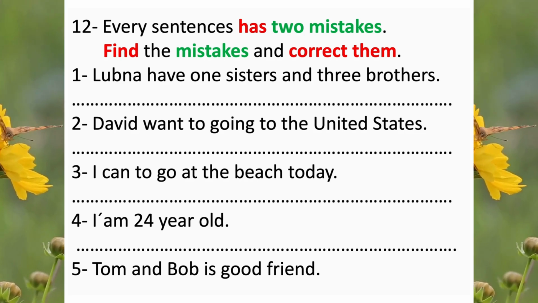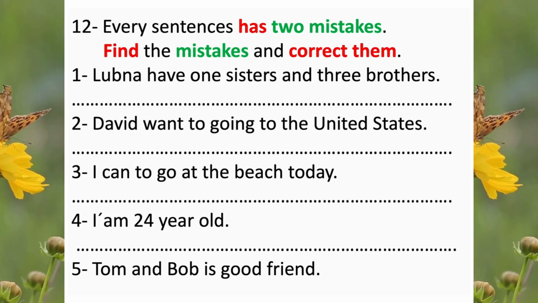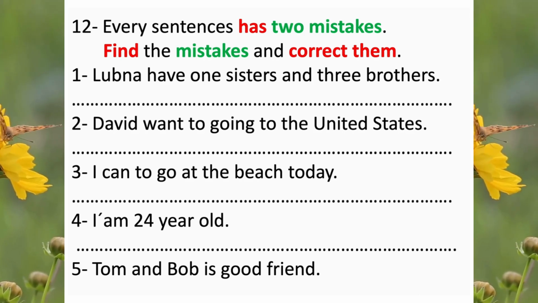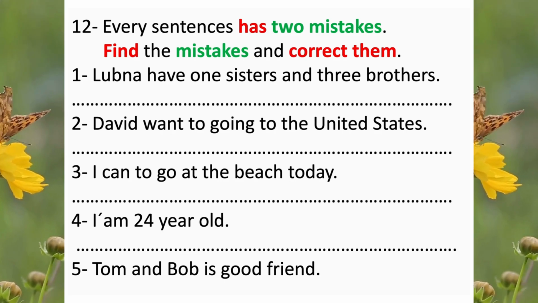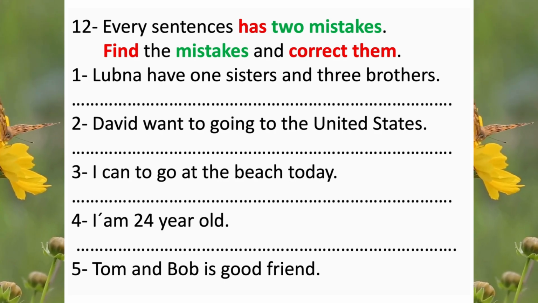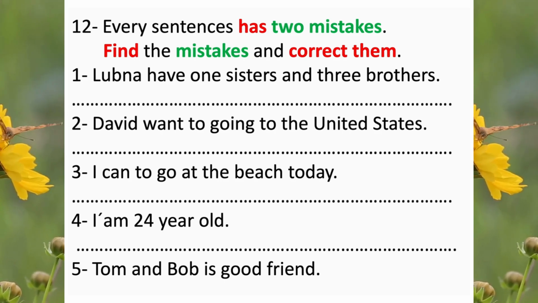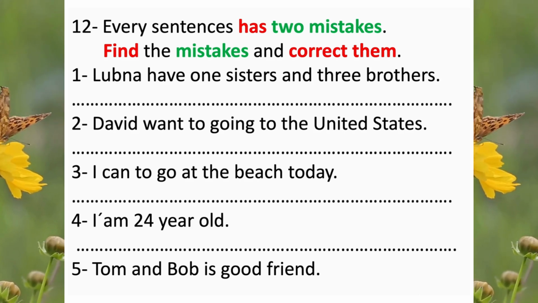Sentence number 1. Lubna have 1 sisters and 3 brothers. So in this sentence we have 2 mistakes. Find them and correct them. Number 2. David want to go into the United States. In this sentence we have 2 mistakes. Find them and correct them, and write the correct sentence.